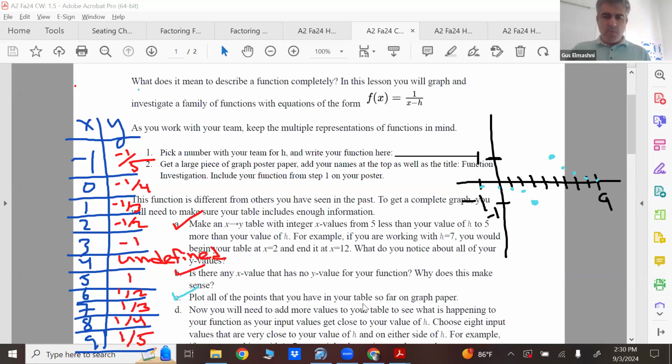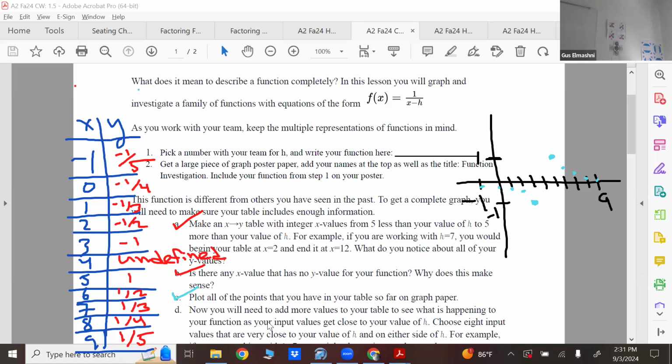Add more values to your table, and see what's happening as your function gets close to the value of h. Choose 8 inputs very close. Let's hold off on D for a moment. We're definitely going to do D. We're going to plug in numbers close to 4, because our h value is 4.